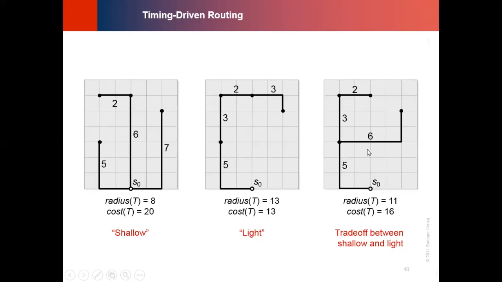So the three graphs clearly represent the trade-offs. In the first and second graph the radius was 8 and 13, whereas in the trade-off the radius was in between, which is 11. Again in the first and second graph the cost was 20 and 13, and in the trade-off graph the cost was 16, in between the shallow tree and the light tree. So this is the trade-off.